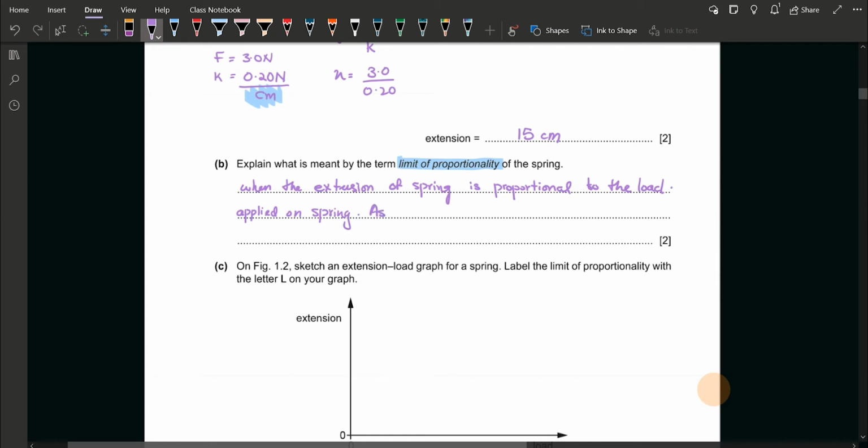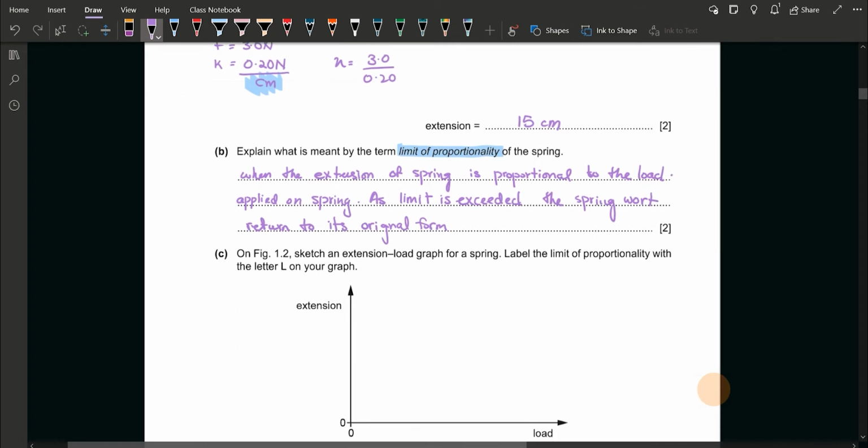As the limit is exceeded, the spring won't return to its original form. It's better to memorize this definition. They usually ask this for 1 or 2 marks, so you have to write the same thing for every single definition.